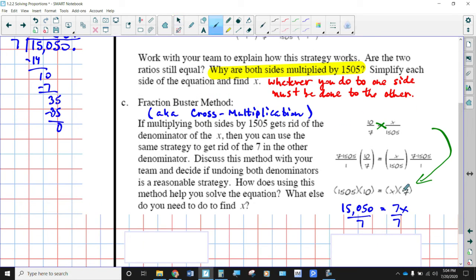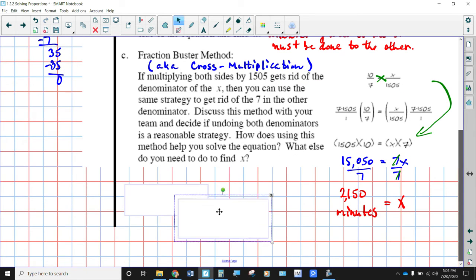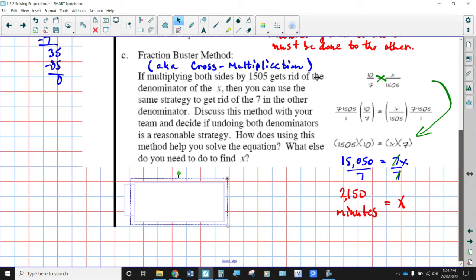This right here is a giant 1 that cancels out, leaving you with 15,050 divided by 7, just like we had up here. So all of these are somewhat related to each other. The strategies that you would use, all of them work. They all give you the correct answer, provided you do your calculations correctly. And I highly recommend you use your calculators to do this work.